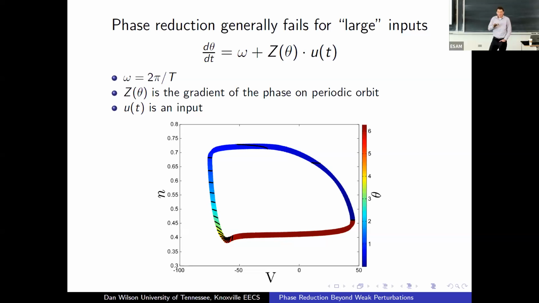But for that, I have a very large restriction where I have to stay very close to this periodic orbit for my phase reduction to work, because otherwise, if I get pushed into here with a large input or pushed in this region with a large input, I'll still get a prediction for what the phase is going to do, but it's probably not going to be right because I've thrown away any information about what happens in here, what happens out here.